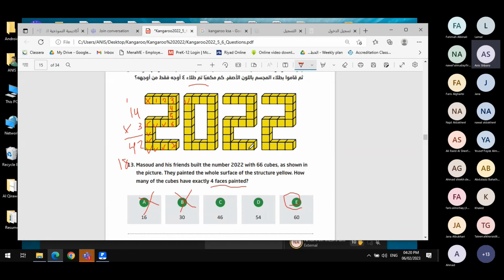Okay, thank you. Welcome. Anyone have any question here? Yes, teacher. When you finish, you do the 14 times 3. How did you get 60? I don't understand this part. So 14 times 3, we found for the 2's. We didn't find for the 0. And then we counted the blocks in the 0 that have 4 faces painted. We found they are 18. So simply 42 plus 18 is 60. Okay, I understand now. So easy. Welcome.